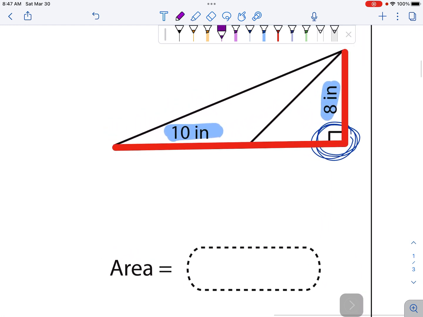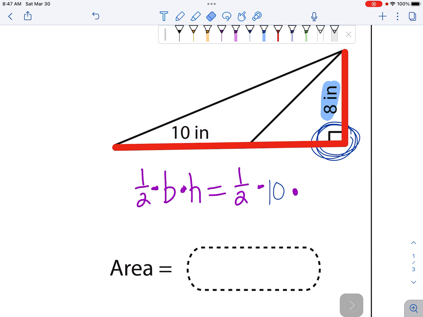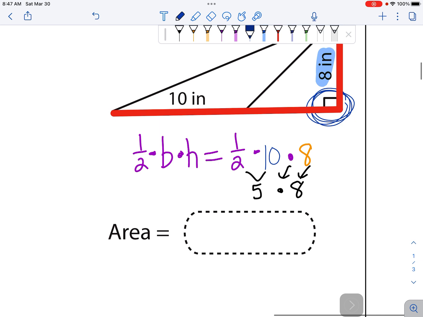Right, so for the area, we have 1/2 times the base times the height. In this case, that's 1/2 times the base is 10 times the height is the one that's still left there, it's 8. Okay, 1/2 times 10 is half of 10, that's 5. So we still have 5 times 8, which means the area is 40 inches squared, or 40 square inches.